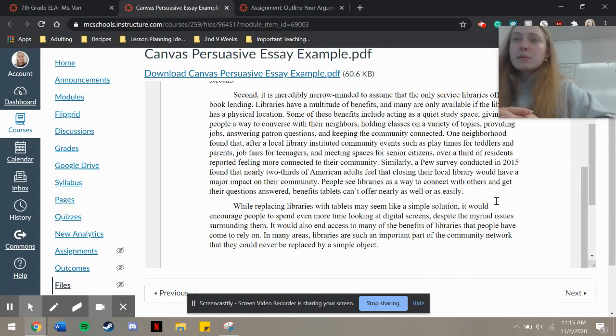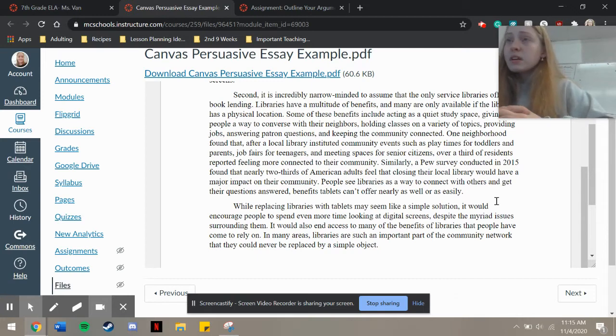While replacing libraries with tablets may seem like a simple solution, it would encourage people to spend more time looking at digital screens, despite the myriad issues surrounding them. It would also end access to many of the benefits of libraries that people have come to rely on. In many areas, libraries are such an important part of the community network that they could never be replaced by a simple object.